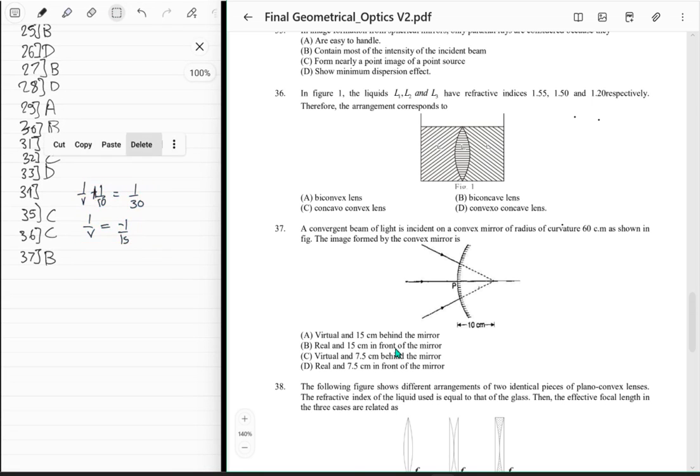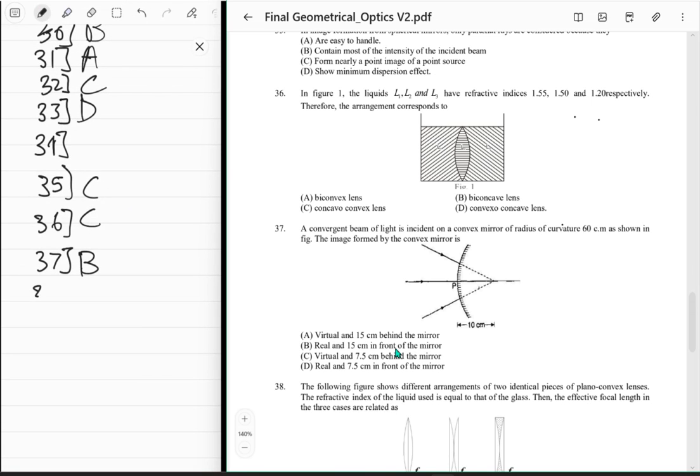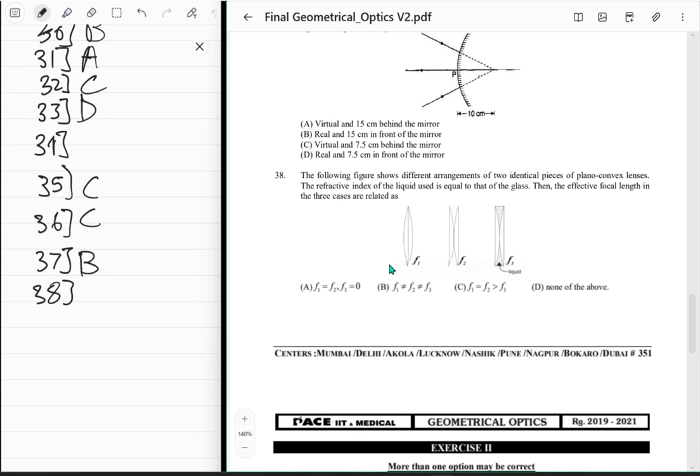38. The following figure shows different arrangements of two identical pieces of plano convex lens. The refractive index of the liquid used is equal to that of the glass. Then the effective focal length in the three cases is... So look at this one. What is this? It's glass, and then once again glass, and then once again glass. Come on, it's just a slab of glass basically. This has no focal length.